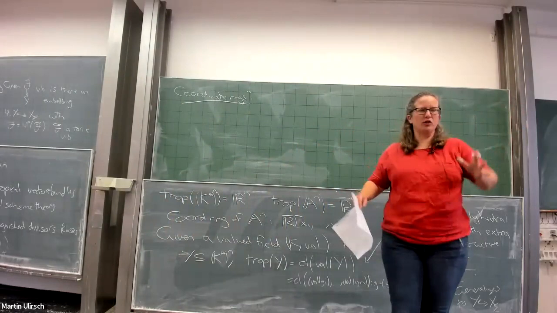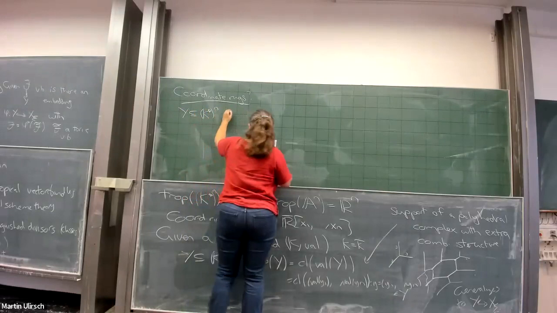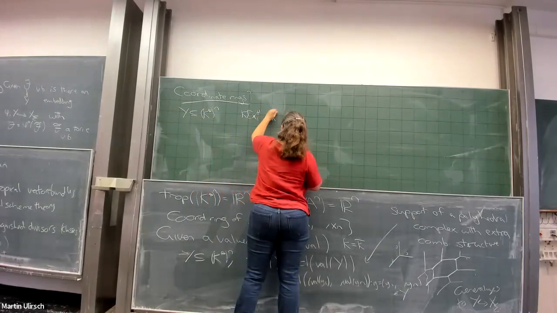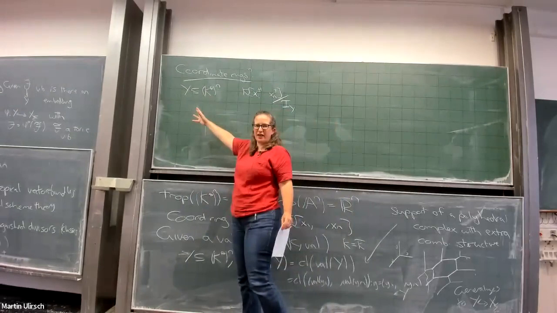So I need to tell you module over what? Well, if Y is a subvariety of a torus, then the normal answer is, I take the coordinate ring: I take the ideal of Y, this is an affine variety, take all polynomials vanishing on Y, and I quotient by it. Okay, so let's tropicalize this.